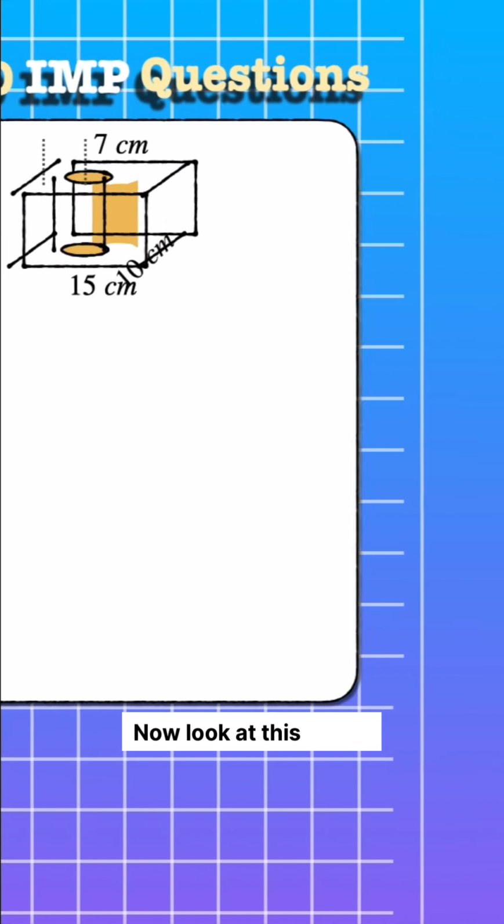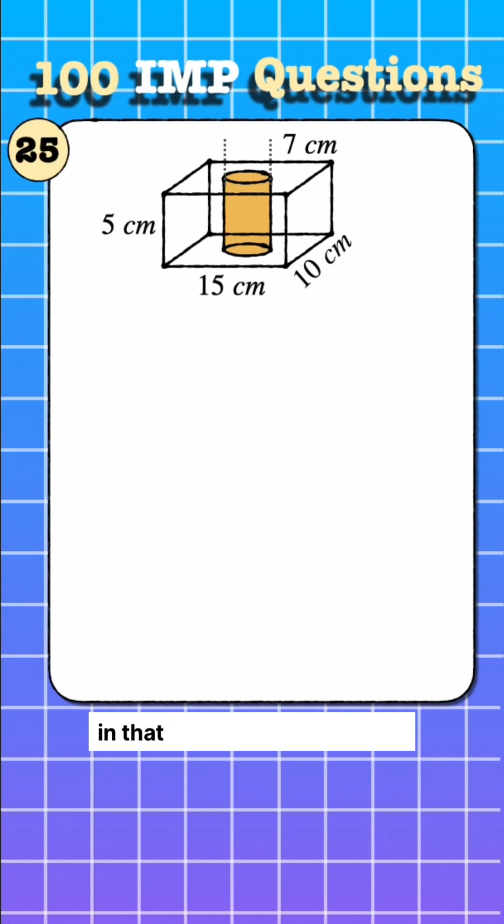Now look at this figure. You can see there is a cuboid, and in that cuboid we have drilled one cylindrical hole. Okay, and we have to calculate the surface area of the remaining block. Now in such a case, you can imagine this figure and just imagine which area you can paint. The area you can paint is the required answer.